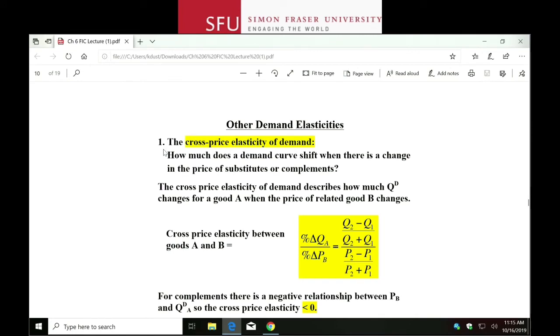And then for substitutes, it would be the opposite. If the price of Esso gas goes up, demand for Chevron gas will go up because people will go to that gas station instead. So you get a positive result. Price increase for Esso gas, people buy more Chevron gas.